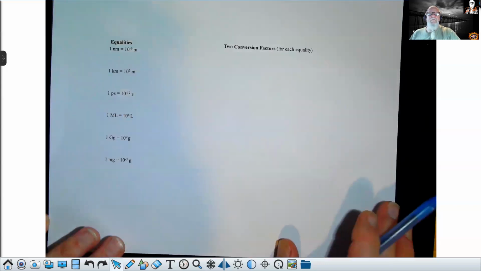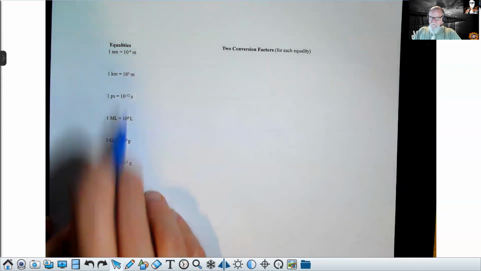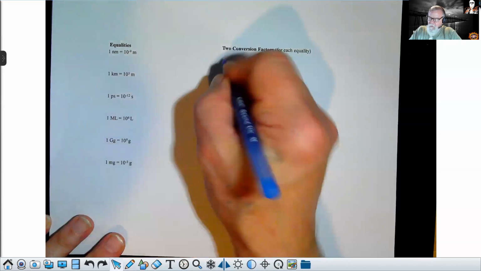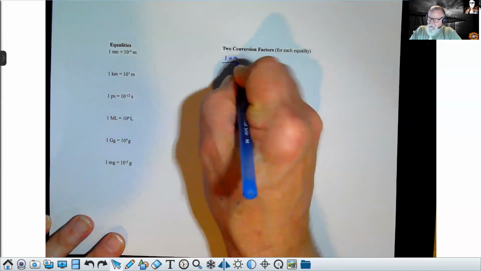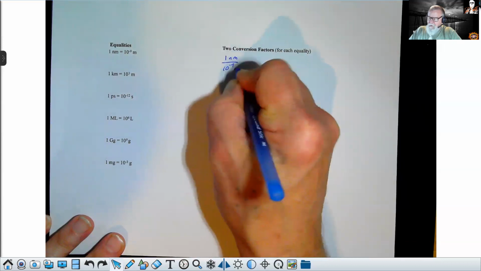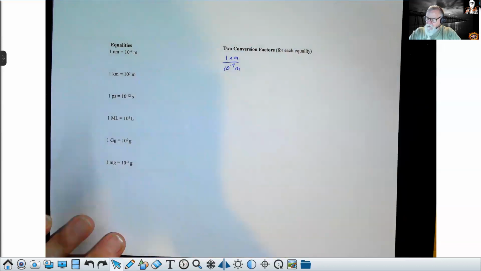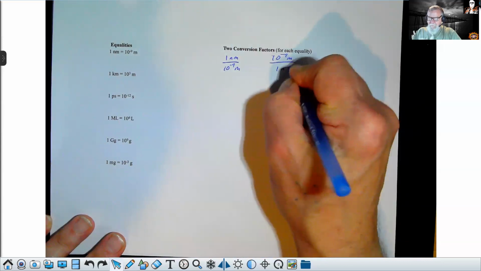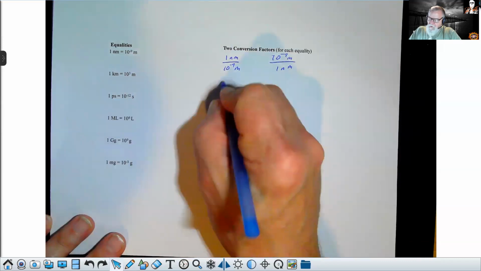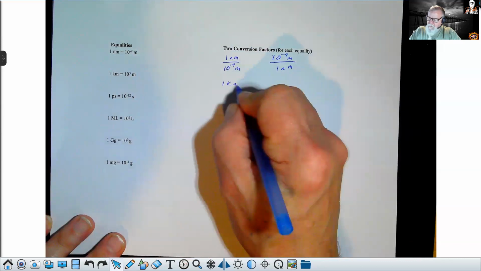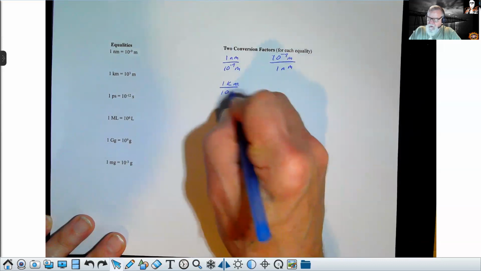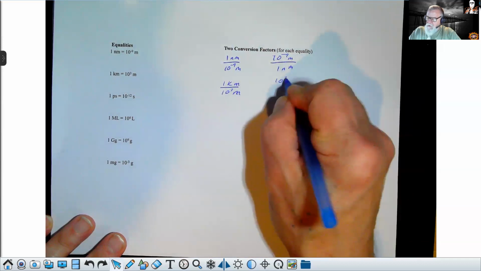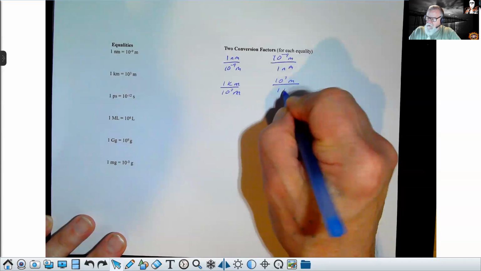All right, now let's make some conversion factors based on these equalities. So we have an equality here. We want to make 2 conversion factors, okay? So the first one we'll do is say 1 nanometer over 10 to the negative 9 meters. And then the next one we'll do the opposite way. So 10 to the negative 9 meters over 1 nanometer. Next one, 1 kilometer over 10 to the 3 meters, and then 10 to the 3 meters over 1 kilometer.